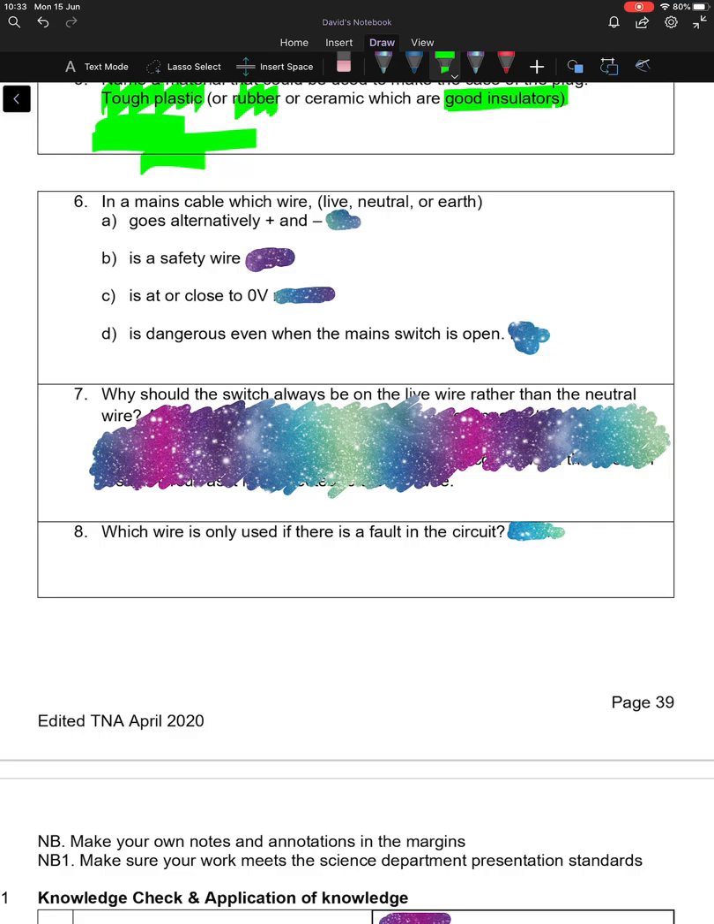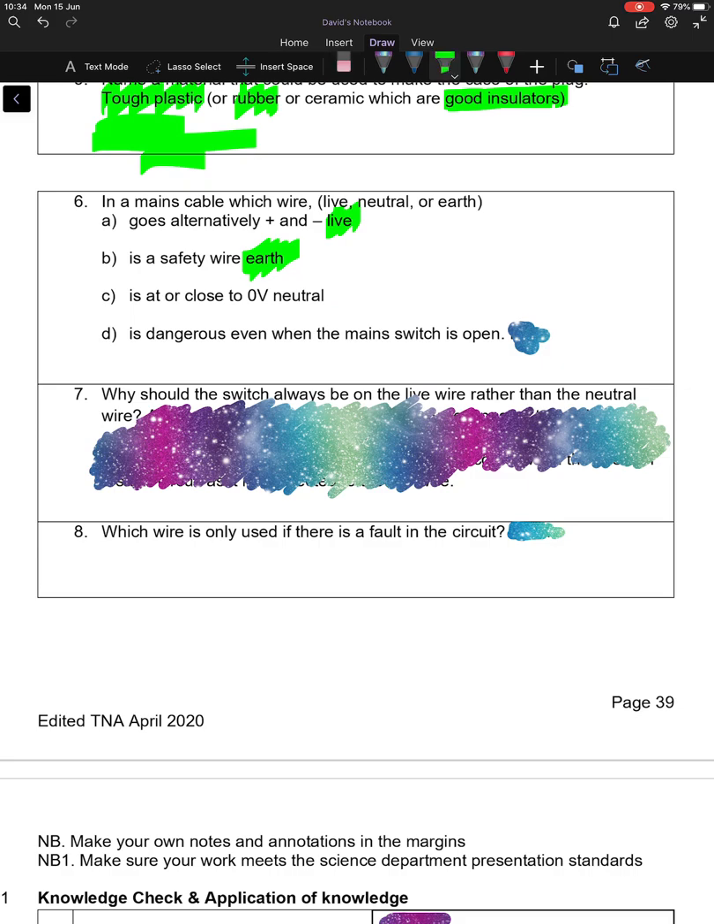And then in a mains cable, which wire goes alternately positive and negative? It's a safety wire. It is at or close to 0 volts. It is dangerous even when the main switch is on. So constantly changing because it's got current flowing through it. It's the live wire. It is a safety wire. Which one is used for safety?